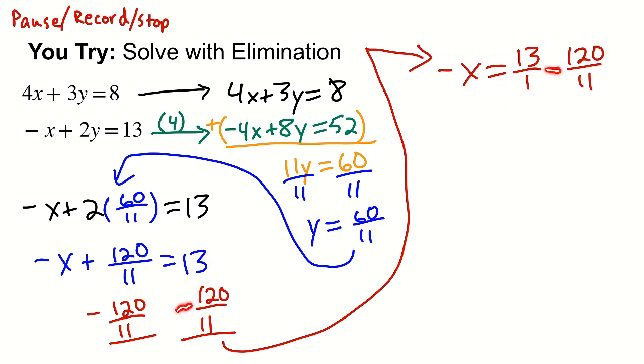minus 120 over 11. And the reason why I did that is because when I subtract fractions, I need common denominators. So I'm going to have to change this fraction into a fraction that has a denominator of 11. So we have negative x is equal to, and here's the way I'm going to do that.